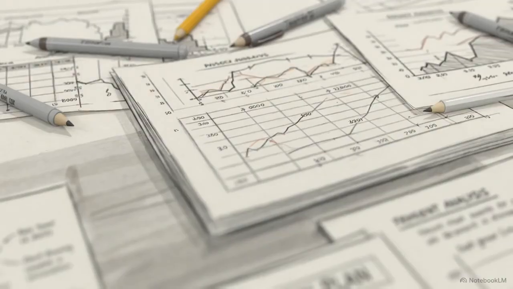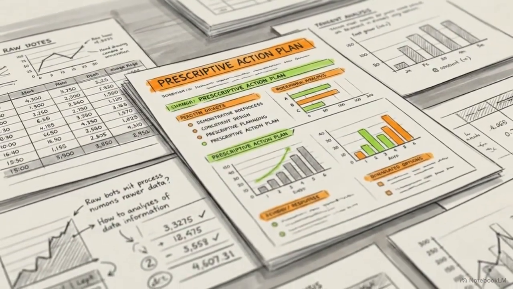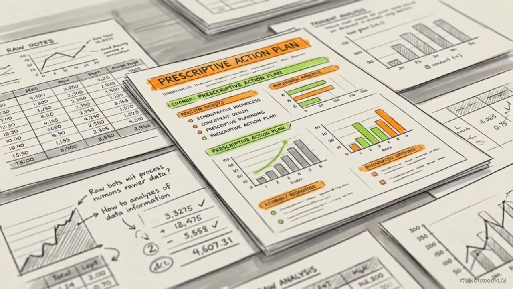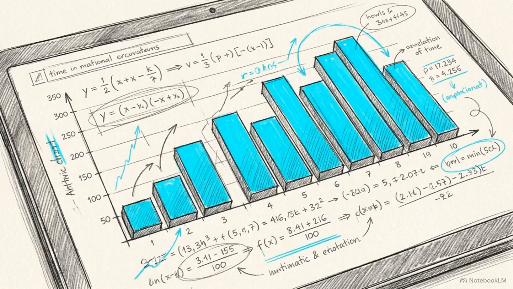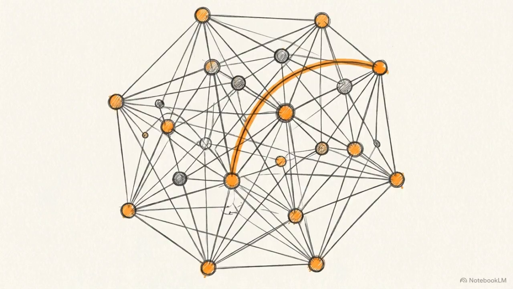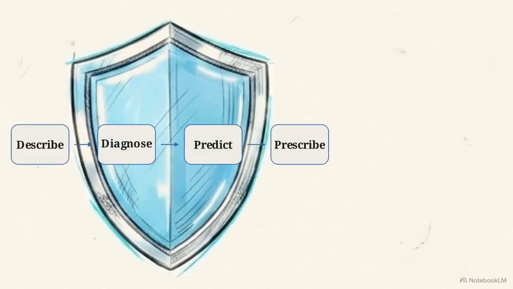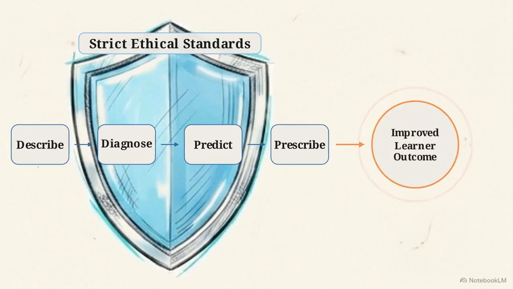We can now see the complete analytical journey. Learning analytics is the deliberate progression from describing past facts to prescribing future solutions. It relies on a strict alignment of methodology. Quantitative data describes the numbers, qualitative context diagnoses the causes, and social network analysis predicts trends. When these stages operate in sequence, bound by strict ethical standards, the output is a set of contextually aware decisions that drive measurable instructional improvement.